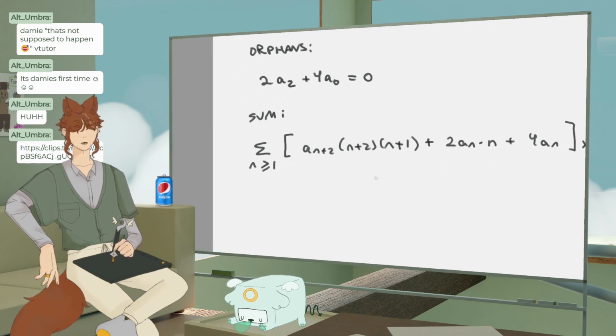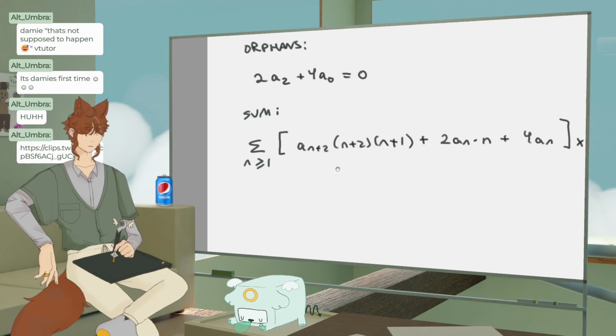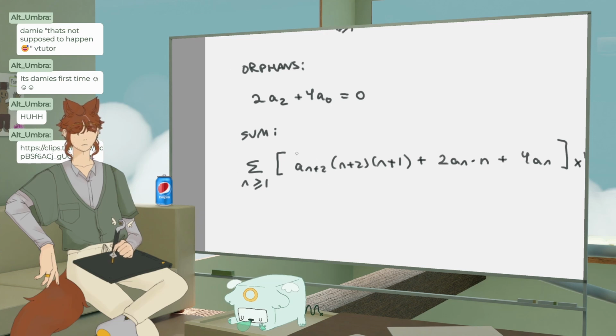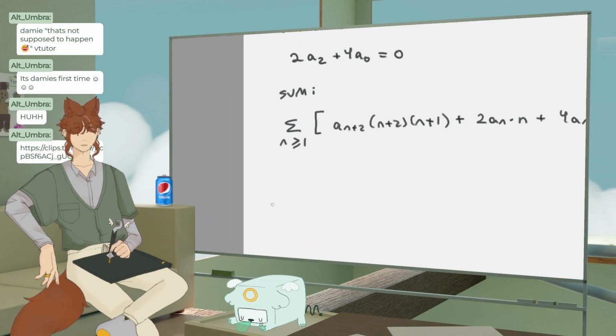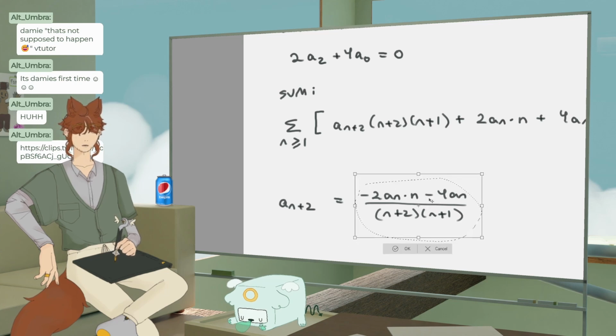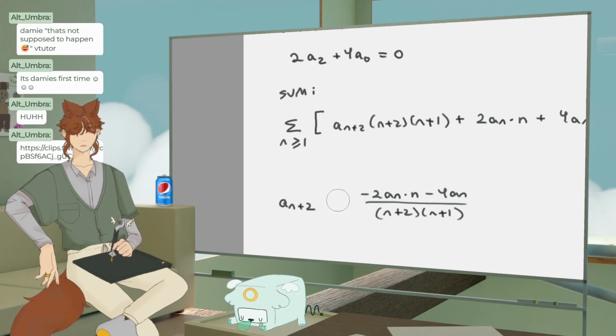So this is our recursion relationship. I'm going to solve for the highest term. So we're going to solve for a_(n+2). This is going to equal negative 2a_n times n minus 4a_n, and then we divide by (n+2)(n+1). So now for a_(n+2), we get this thing.